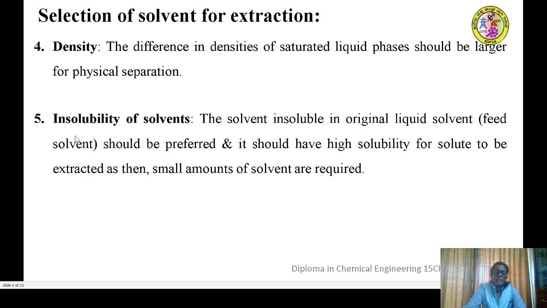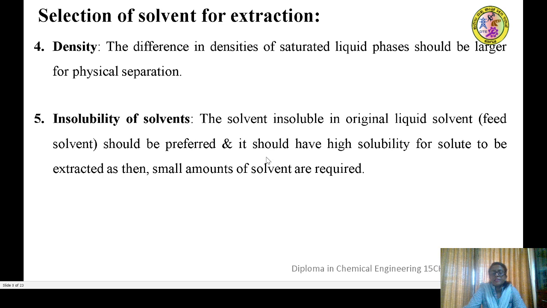So coming to the solubility, usually the solvent will be insoluble in the feed solvent. To what extent is that insolubility required? The solvent insoluble in the original solvent or the feed solvent should be preferred. That means whichever solvent you are selecting should have as little solubility as possible in the original liquid solvent or the feed solvent. That way we can make the operation more economical. That means the extraction capability will be higher if it is less soluble in the feed solvent.